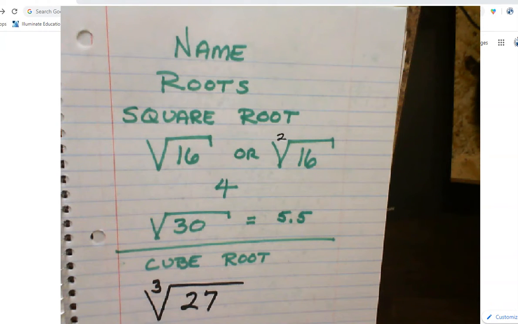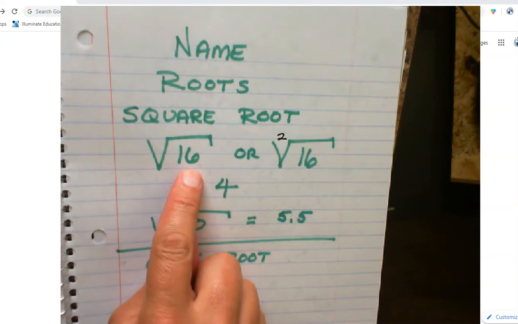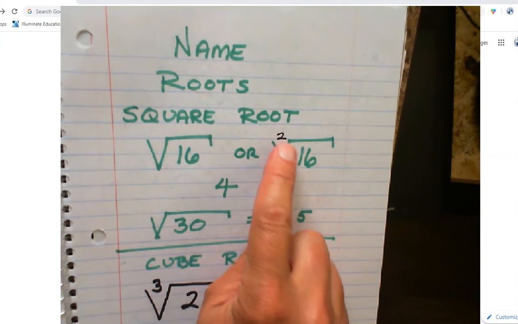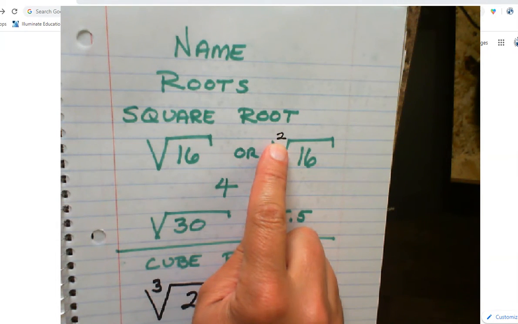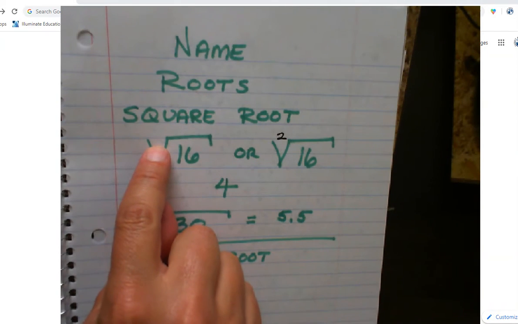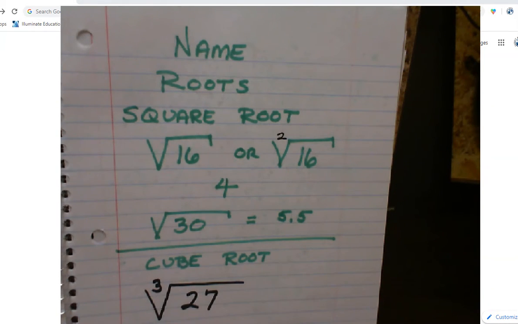And we're going to start with a root that we already know how to do. It's a square root. So the square root of 16, which could also be written as the square root of 16. Notice the little 2, no little 2, it means the same thing. If there's no little 2, it's still a square root. If there's the little 2, it's still a square root. So what is the square root of 16?